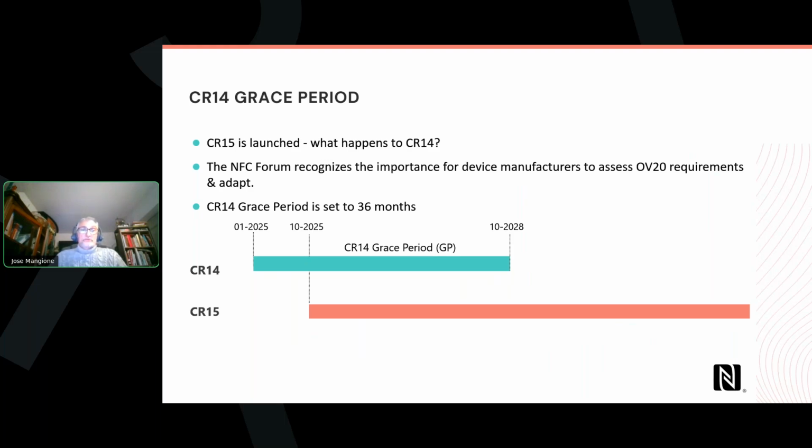And CR15 is already active, so meaning that between now and end of 2028, device manufacturers can choose to certify for CR14 because they are in development of CR14 devices, or go to CR15 right now because OV20 is a key differentiator for them. It will improve user experience for sure, and therefore they can right now start certifying for CR15.